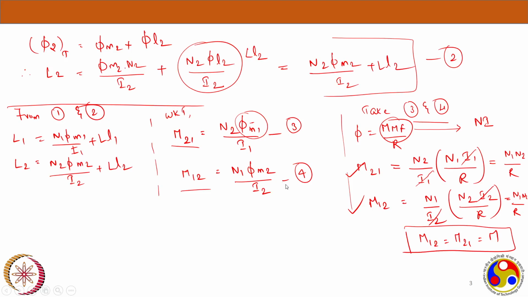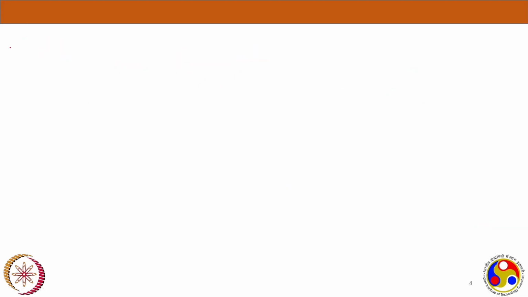So let's have a look at the dot convention. I know many people will have confusion in dot convention. Some feel dot convention is very simple, and if you understand how the dot convention happens, it's really a very simple topic.